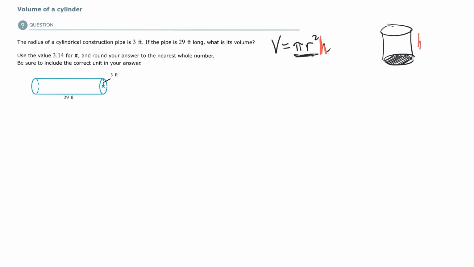Let's substitute everything. And we'll go ahead and find the exact answer as well. Volume is equal to pi r squared times h.